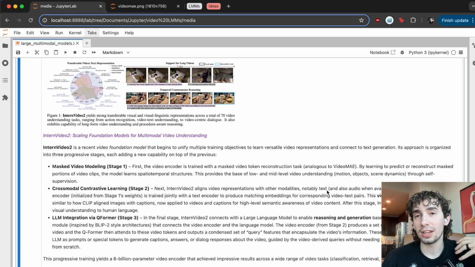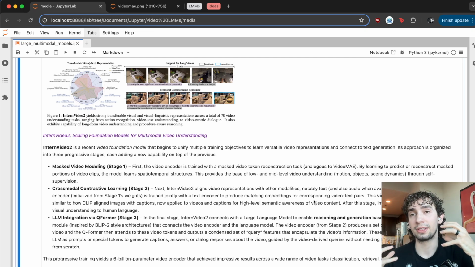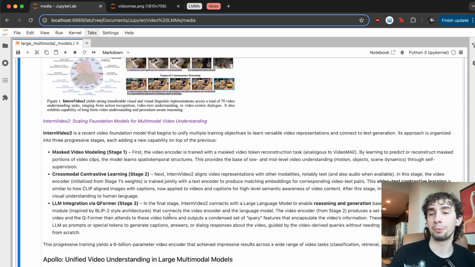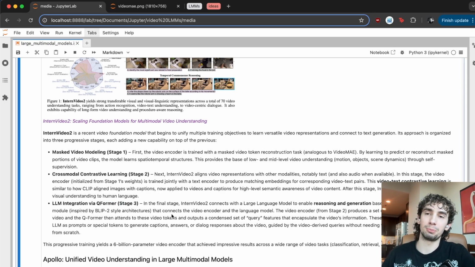So at this stage, it has a relatively robust understanding of videos and is able to match that understanding with text itself. This allows us to do something like attach it through with a Q-Former to a pre-trained language model, which is exactly what the researchers behind InternVideo2 proved to be effective.